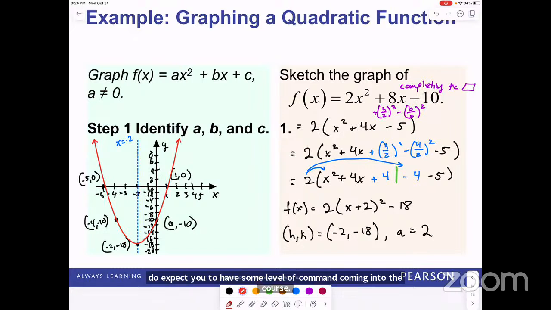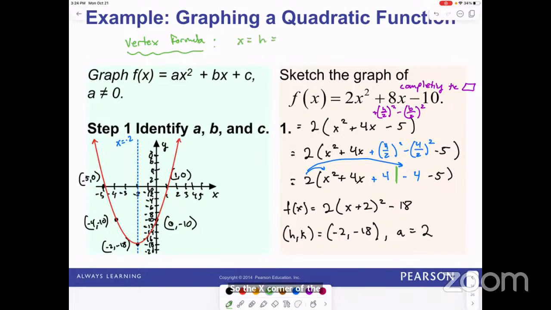One other way we could have gone about this is using the vertex formula. I usually do my formulas in green. So again, the vertex formula for quadratics: the x-coordinate of the vertex, which is our h, we can find by doing negative b over 2a. We could have jumped straight to the x-coordinate of the vertex. Our b would have been 8, and our a is 2, so it would have been negative 8 over 4, which is negative 2. You see we have that same point for the vertex.